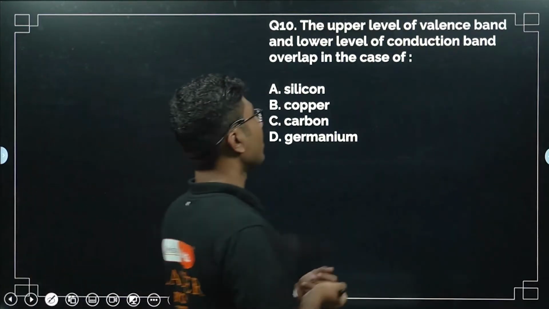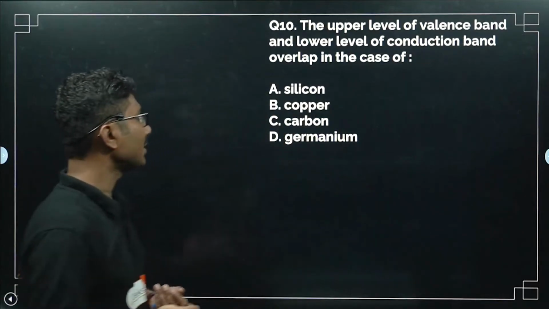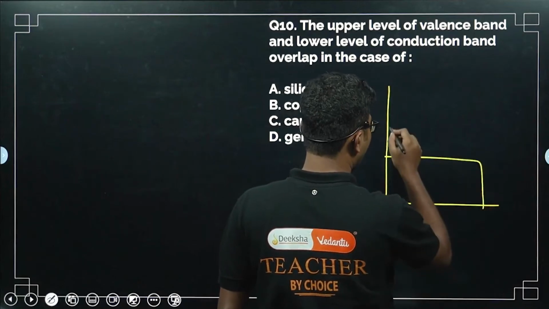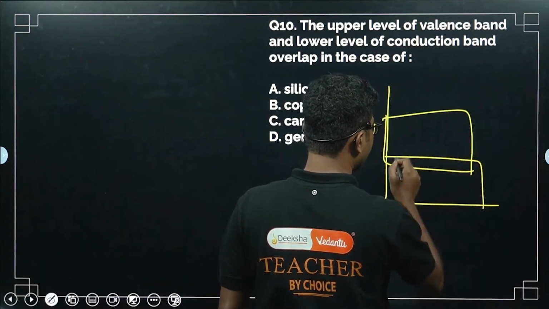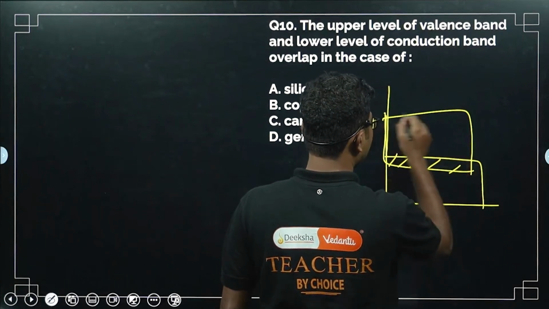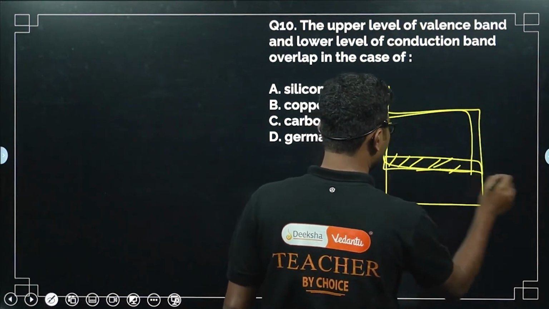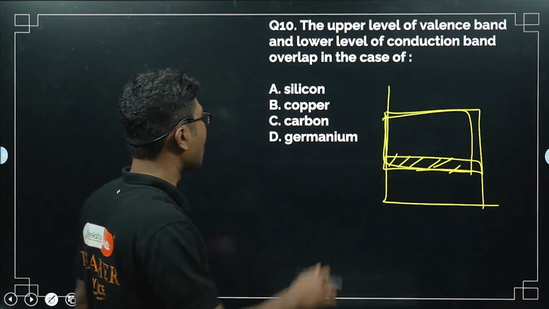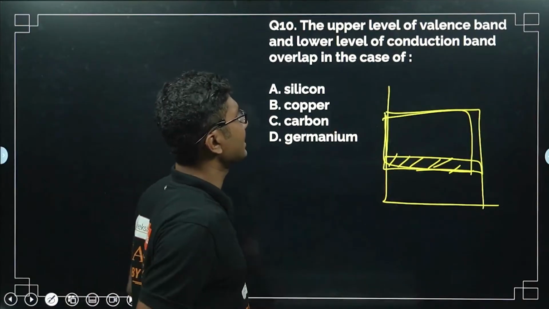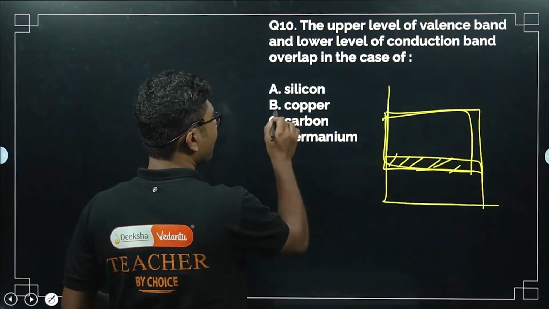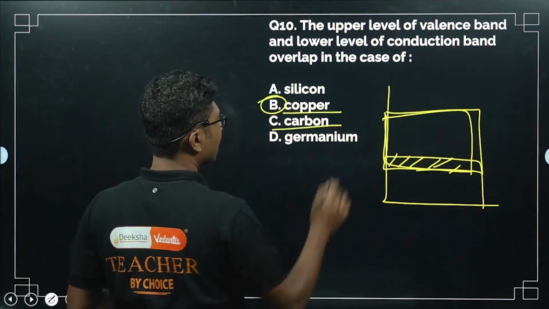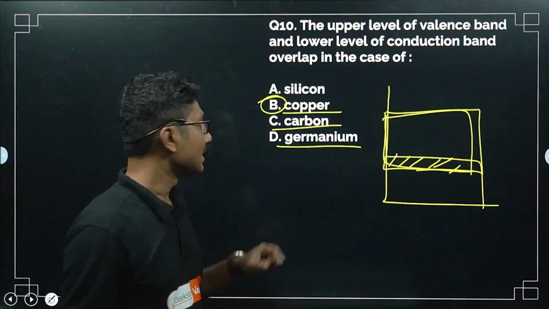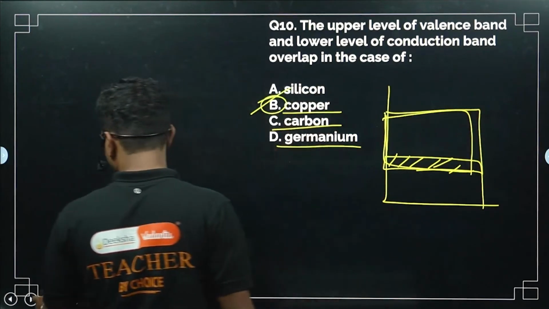The upper level of valence band and lower level of conduction band overlap in the case of. So we have seen the band diagram, valence band and conduction band, and they overlap only in case of conductors or metals, right? For metals or conductors they overlap. For semiconductors they do not overlap, only at higher temperature they overlap. For insulators they never overlap. So silicon is a semiconductor, at normal temperature they do not overlap. Copper is a metal, so definitely it overlaps. Carbon is a non-metal, does not overlap. Germanium is also a semiconductor, it does not overlap in the normal case. So the only correct option is option B, copper.